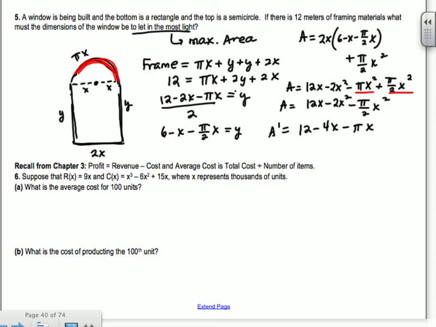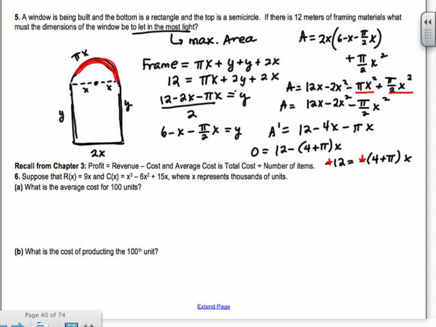I want to find when it's equal to 0. So I'm going to write this as 12 minus, and I'm going to have 4 plus pi x. So I just pulled out the x. So subtract the 12 over. So I get negative 12 equals negative 4 plus pi x. So that's plus and plus. So it's whatever 12 is divided by 4 plus pi.